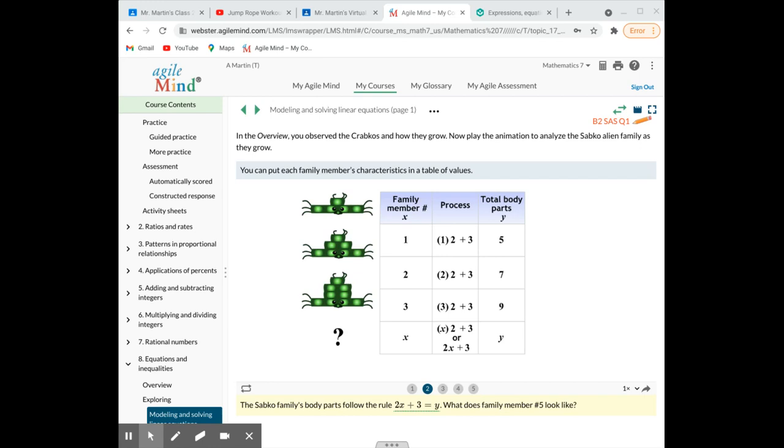Each family member. Let's try to draw it. So this one right here, 3, has 1, 2, and then his face, right? So that's kind of like 3. This one's got 1, 2, and this one's just got 1, right? So after I draw this, it might look like some of Isaiah's drawings.